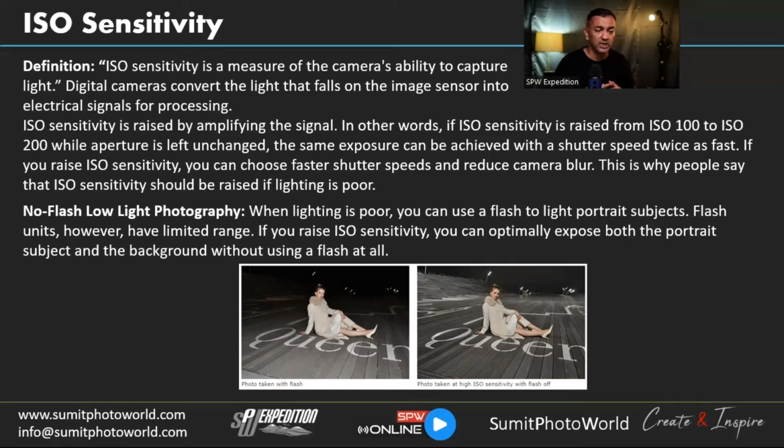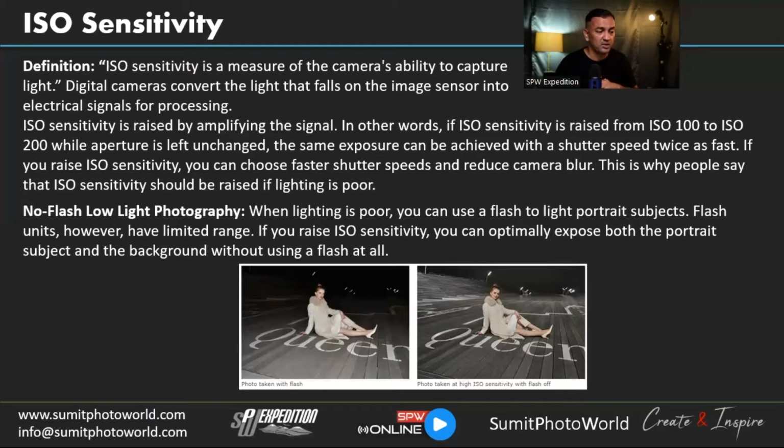In other words, if ISO sensitivity is raised from 100 to 200, while aperture is left unchanged, we can capture the same exposure with a shutter speed twice as fast. So if you see the shutter speed is not good enough, if you are in aperture priority, you can raise the ISO, and you'll see the shutter speed going up. So you can have a good shutter speed with a little higher ISO.